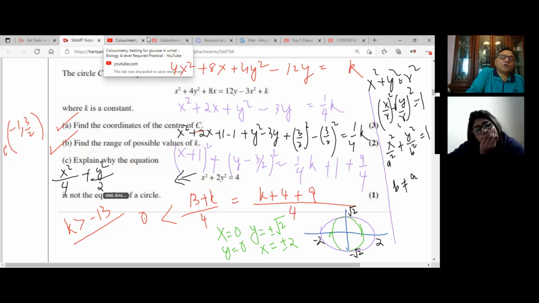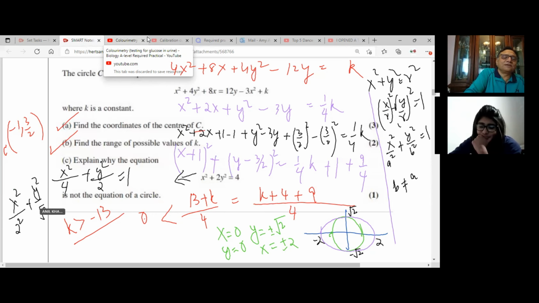So both the denominators are different, equals 1, right? They're supposed to be the same. So it is not the x squared over a squared form of a circle. This is x squared over 2 squared plus y squared over square root 2 squared equals 1. So it is not the equation of a circle. It is the equation of an ellipse. I see. You could say that.